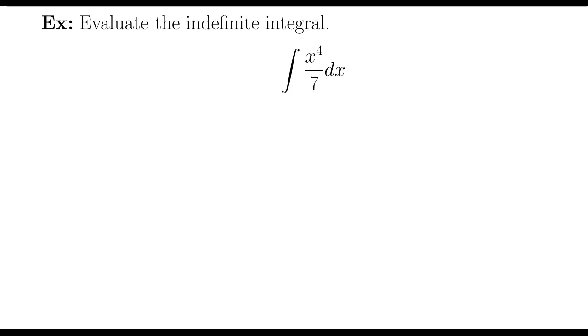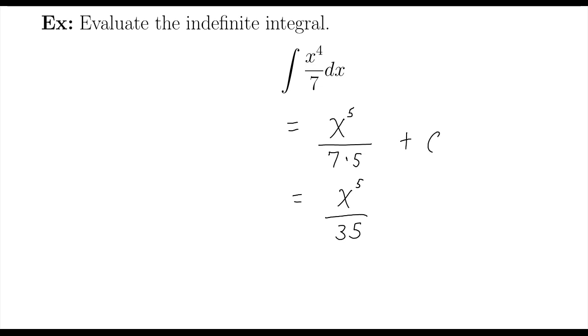Okay, let's find the integral of x to the 4th over 7. X to the 4th, add 1 to the exponent. That's going to be the 5th. Divided by 5. If I'm dividing by 5, that just means stick the 5 down there in the bottom. So that's 7 times 5. There you go. But don't forget, plus the constant c.